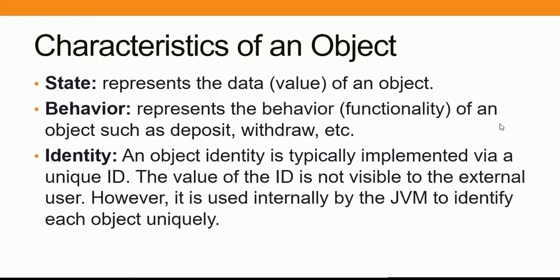As you can see here, there are 3 characteristics of an object. As I said, state. State represents the data of an object. In that case, let's take pen as an object. What is state? The pen can have maybe red color, blue color, black color. So that is a state.